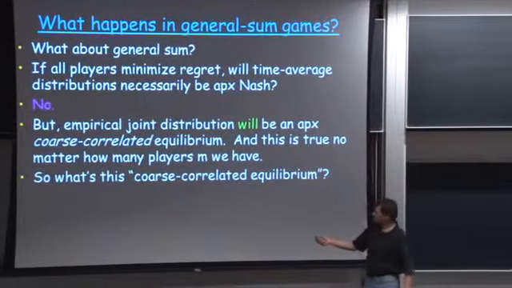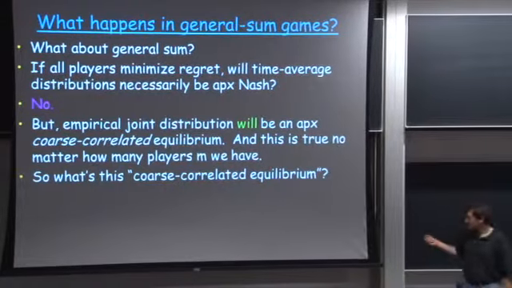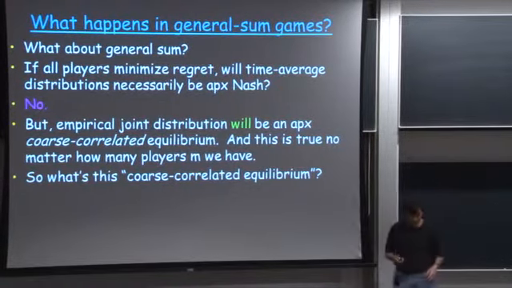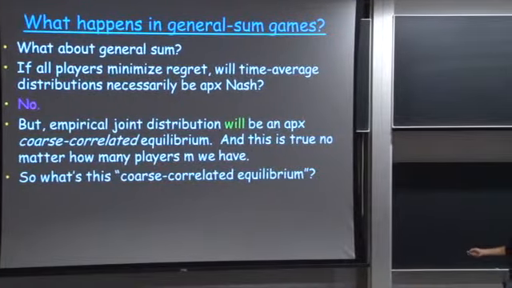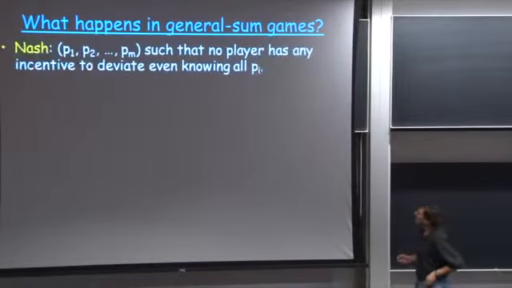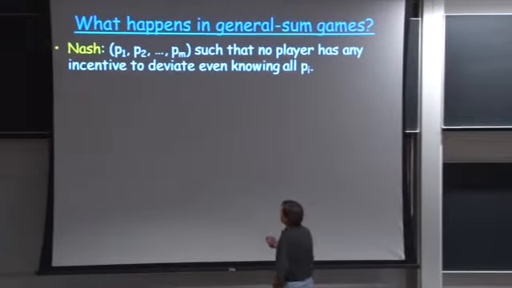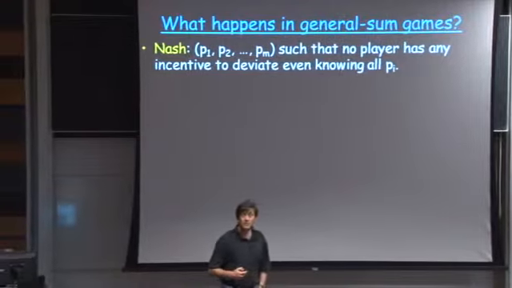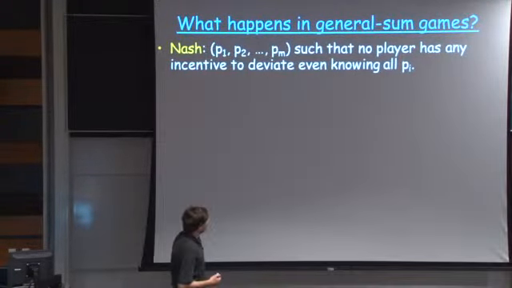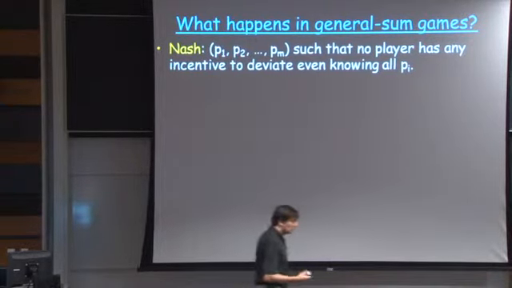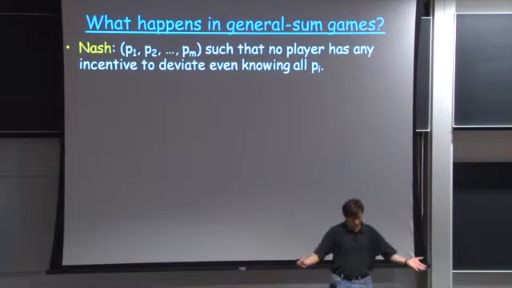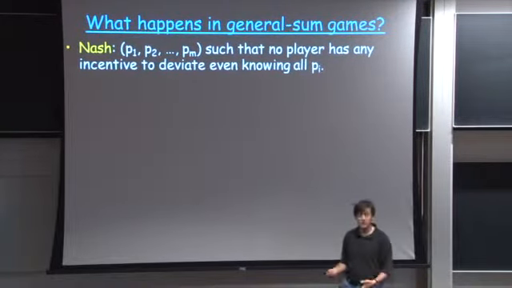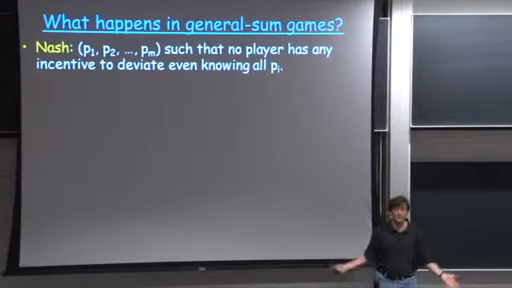So what is this thing? Ava talked about this a bit. I'm just going to say it in slightly different words. What's a Nash equilibrium again? If you have m players, it's an m-tuple of distributions, p1 up to pm, where pi is the distribution for player i, such that no player has any incentive to deviate, even knowing what everybody's distributions are. So that's a Nash equilibrium: you're happy with the distribution you're playing, even knowing the distributions everyone else is playing.